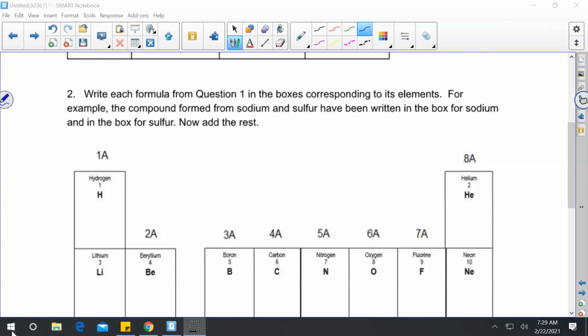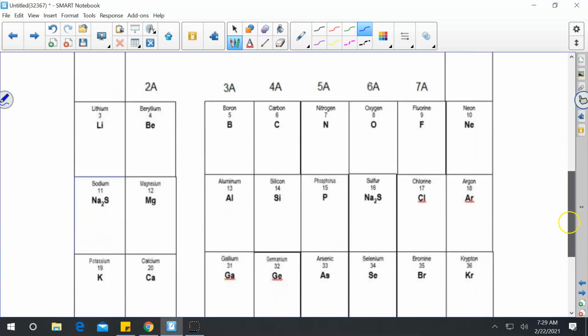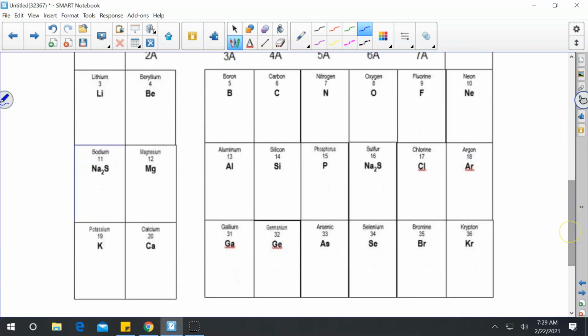So on part 2 here, you are just writing each formula for question 1. You go back and look at your question 1 compounds, and you're just going to put them in the boxes here. They did an example here, so I did calcium oxide. I'm just going to write calcium oxide here, and then I have to put it here also to cover the 2 different substances.